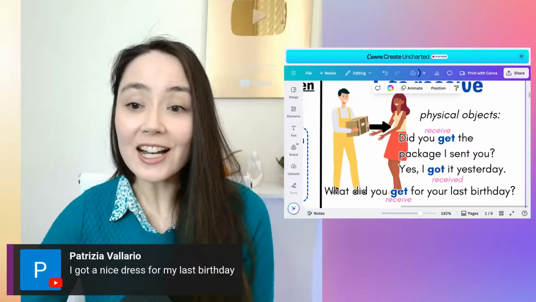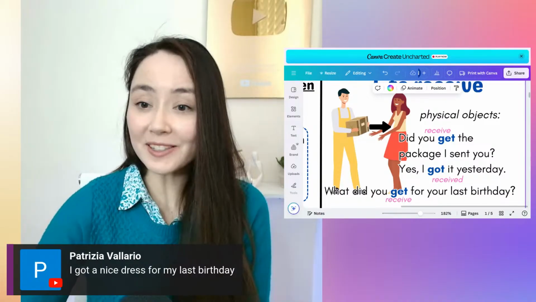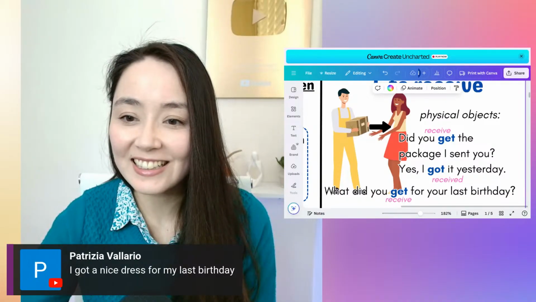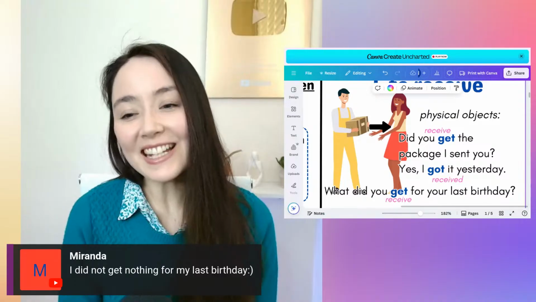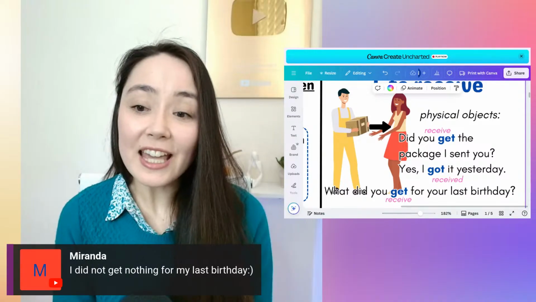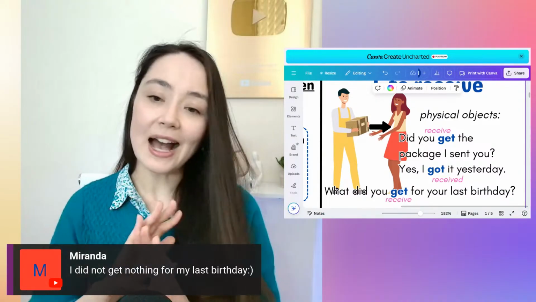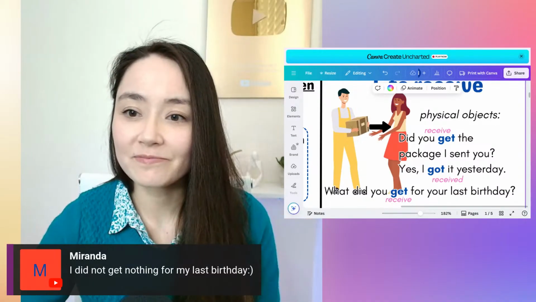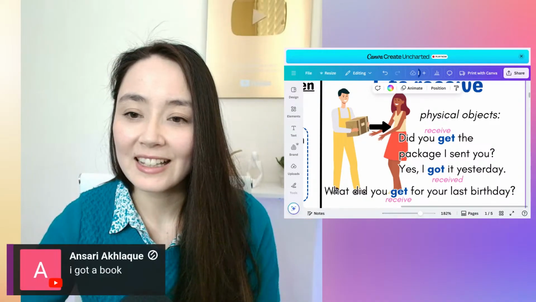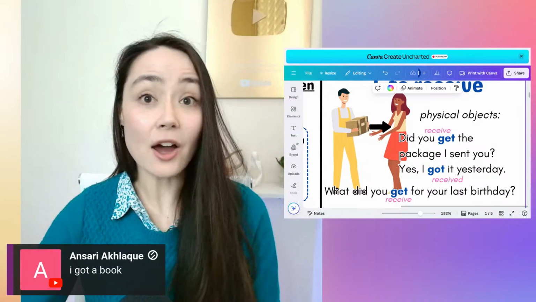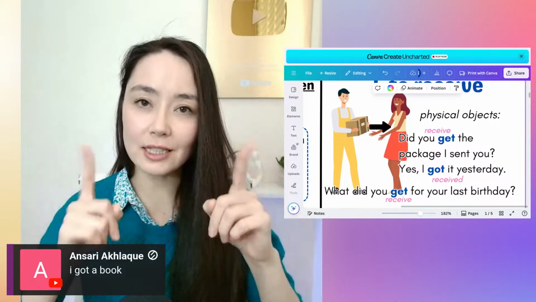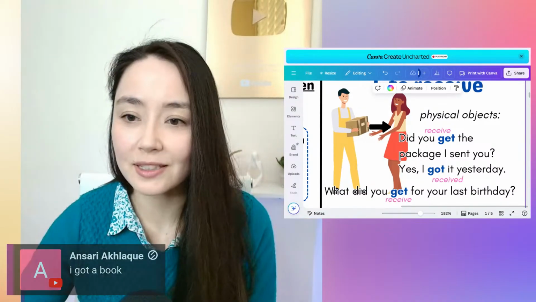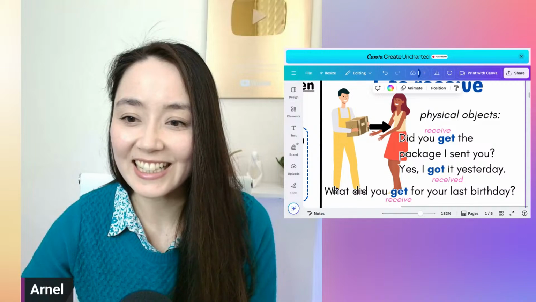Patricia, "I got a nice dress for my last birthday." Yes. Miranda, "I did not get anything. I did not get anything for my last birthday." I'm sorry. I got a book. Always a good gift. Classic. A book is a classic gift. Good. Nice.